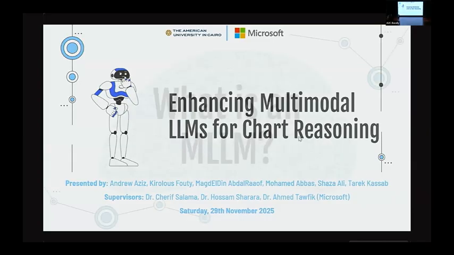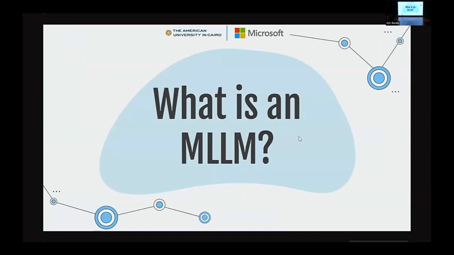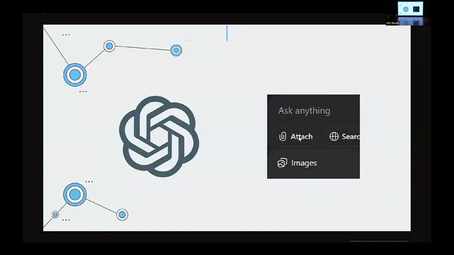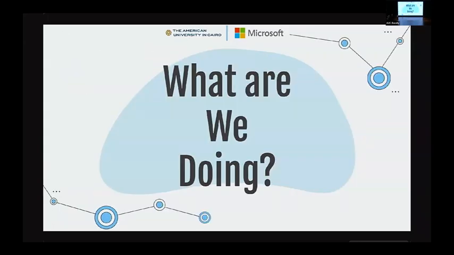You might be asking yourself, why is it? Yeah, what is an MLLM? If we move to the next step, you're going to realize that, well, take a look at ChatGPT. Do you see that little attach images thing that's there? That's pretty much it. You take an image, you put your text prompt, and you get a text result out of it.